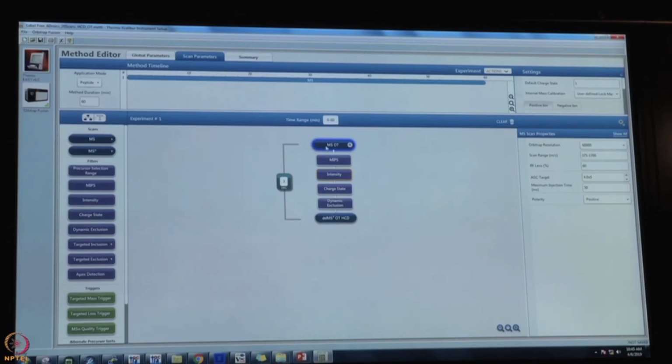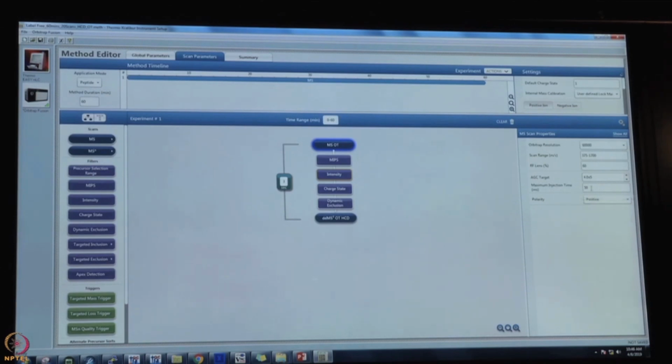So, this is the MS parameter, where I kept the Orbitrap resolution around 60,000, scan range 375 to 1700 m/z. So, generally for peptides it is enough, that is optimized. RF lens I am keeping 60. AGC target is automatic gain control, like how many ions you want to accumulate, so that you have to define, which I am keeping here around 4.0 e to the power 5.